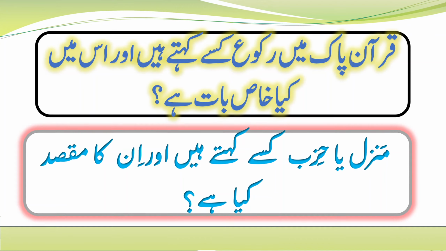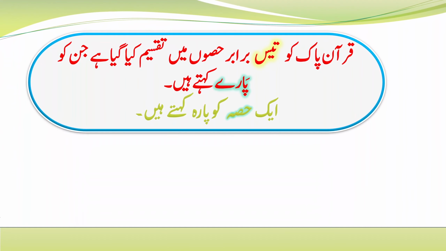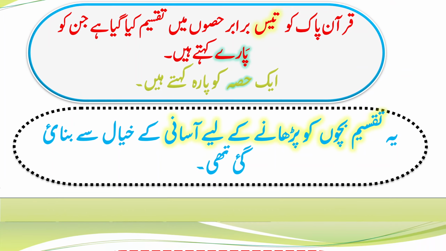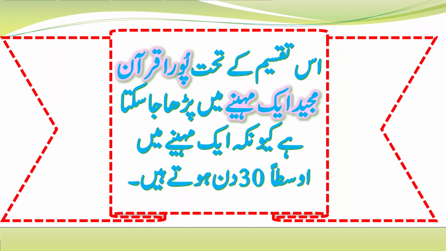The Holy Quran is divided into 30 almost equal parts called Ajza. One part is called a Juz. It is believed that this division was made to serve as a teaching aid for children. This division also allows one to recite the entire Holy Quran in a month, as there are on average 30 days in a month.